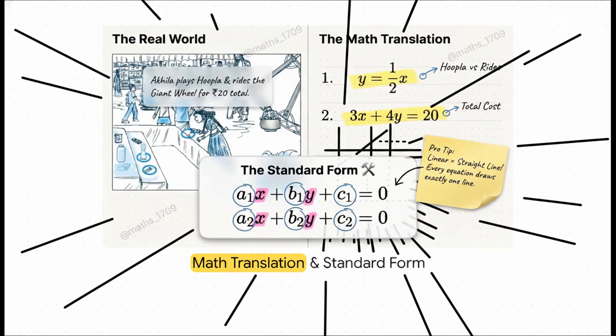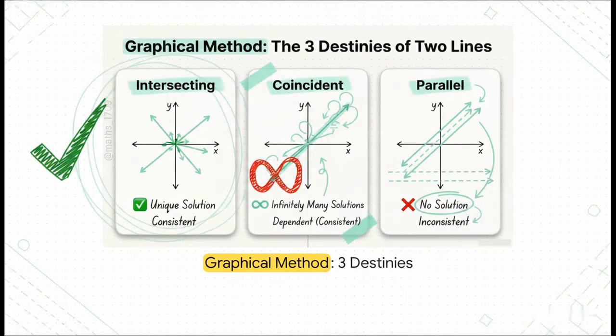Simple as that. Now, when you draw two of these lines together on a graph, they basically face one of three destinies. First, they can intersect at exactly one single point, which gives you a unique solution. Second, they might lie right on top of each other. We call this coincident, meaning there are infinitely many solutions. Or, third, they can run totally parallel, giving you absolutely zero solutions. No way they'll ever meet.